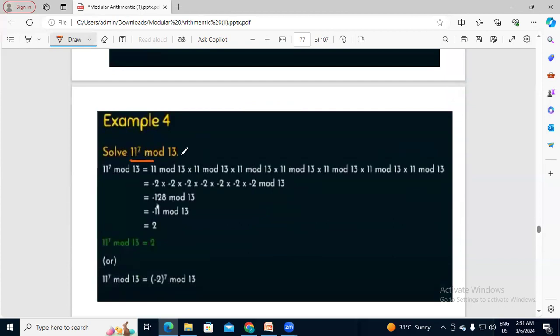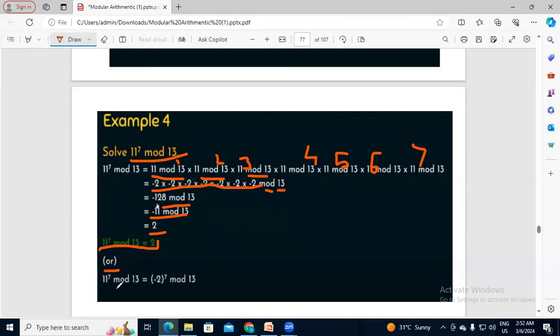So if anybody asks you to compute 11 to the power 7 mod 13, how are you calculating it? 11 mod 13, you will be writing 7 times, right? 1, 2, 3, 4, 5, 6, 7. So the result you are getting is minus 2 mod 13. It will be minus 128 mod 13, 11 mod 13. The result will be 2. Minus 128, you have replaced with 11. So the result you are getting is 2.